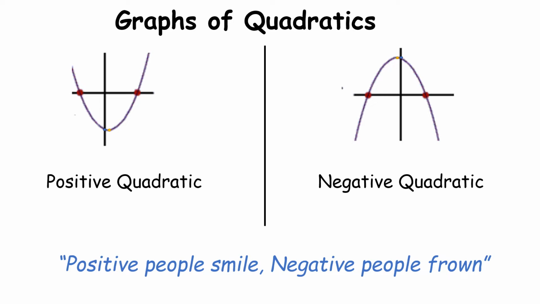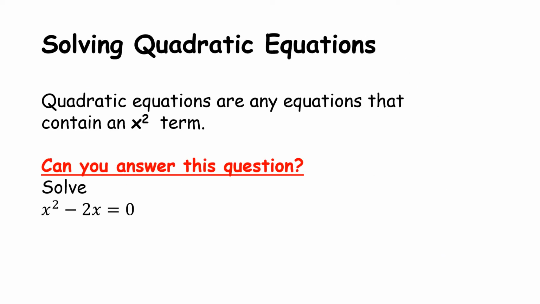We haven't fully started into looking at quadratic graphs. However, for these answers, I'm going to try and explain to you what we're actually doing when we're solving a quadratic. So a quadratic equation is any equation that contains an x squared term. If I said to you, can you solve this? Now this is a quadratic. We have x squared minus 2x equals 0.